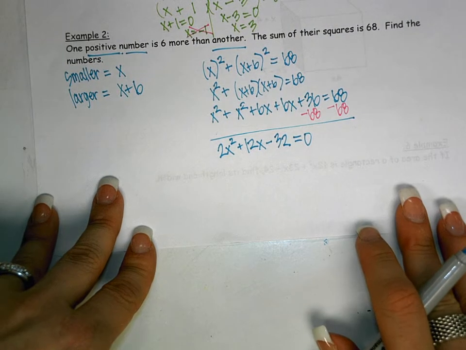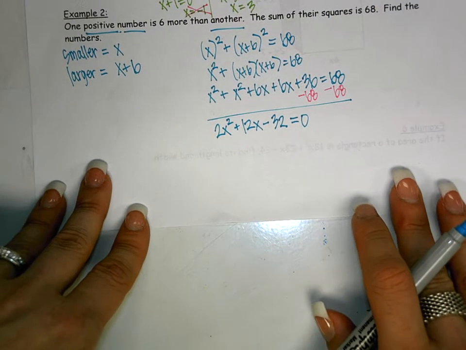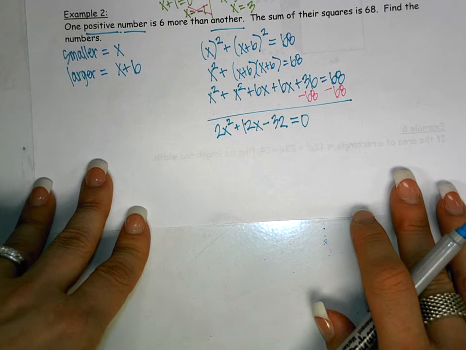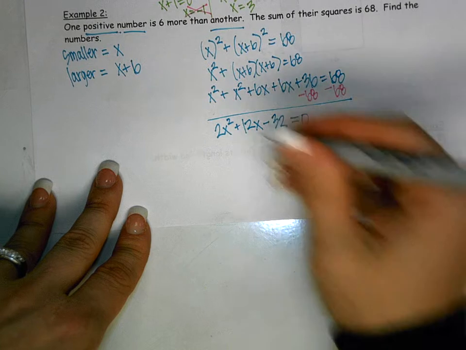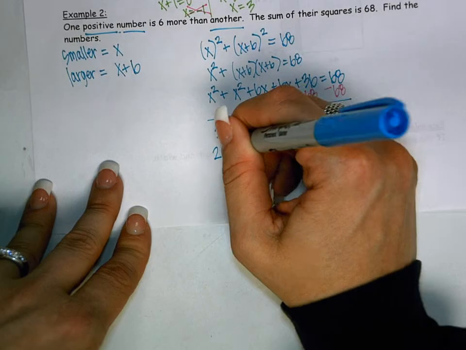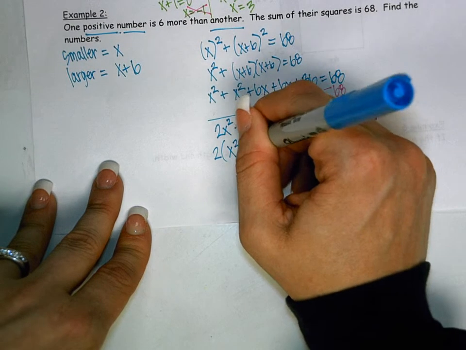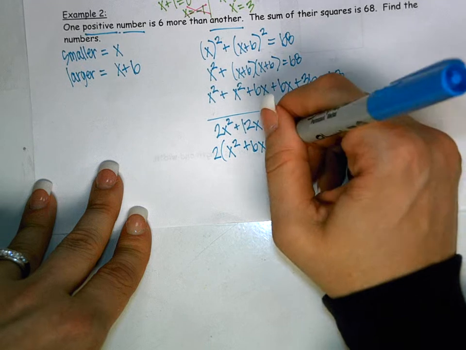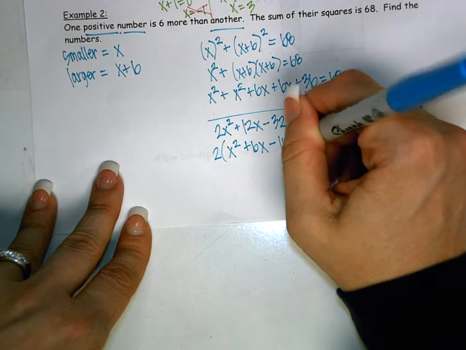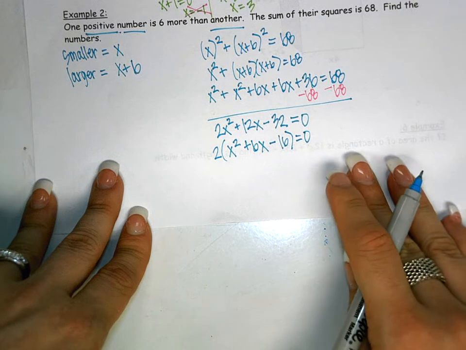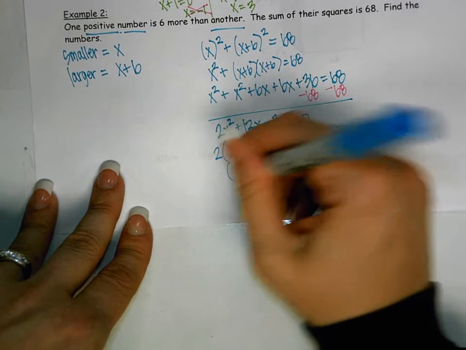How can I solve from here? We don't want to guess and check. What do you always want to look for first? GCF. There is a GCF here, so it's easier to do GCF first, and then you can factor. So x squared plus 6x minus 16 equals 0. This is factorable.